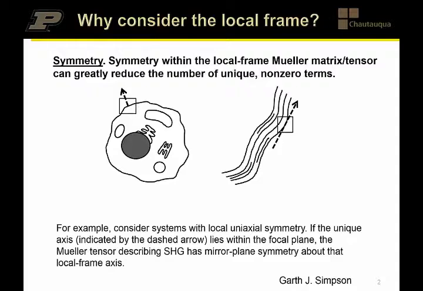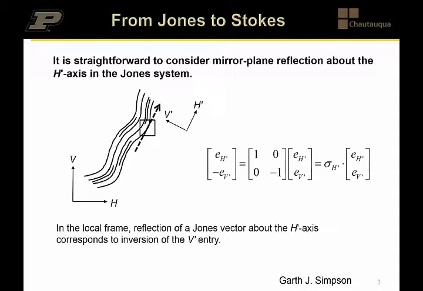Why do this? Because if there is the presence of symmetry, then that's going to reduce the total number of Mueller tensor elements that are symmetry allowed. If we can reduce the number of tensor elements that are symmetry allowed, then we don't have to solve for as many when we invert the system and recover those Mueller tensor elements. So that's really the key advantage, the simplicity afforded through the presence of symmetry.